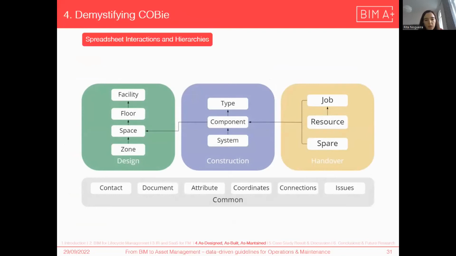So in COBie, we can have, let's say, 3 main hierarchies that will be the spatial, more connected to the design stages, where we have this facility, information, floor, space, zone. And then in construction, we will go deeper in the object definition, so types, components, systems. And we also have a common topic that is all the information that is related to all the design stages. So contacts of the designers, for example, of the owner, documents that are relevant, attributes, coordinates, and so on.